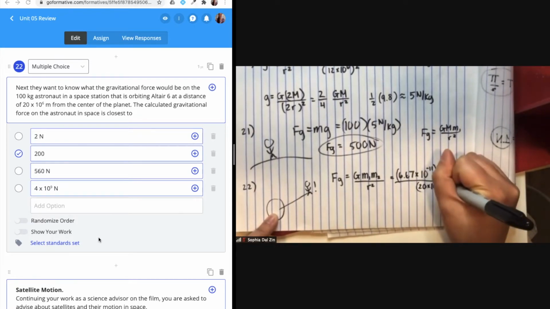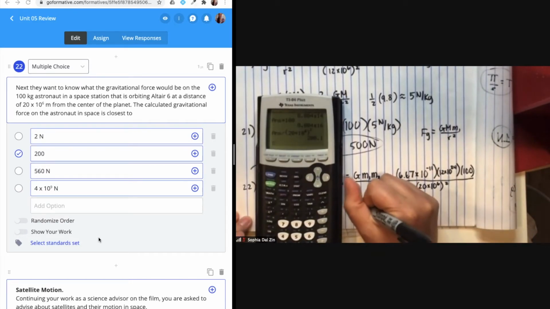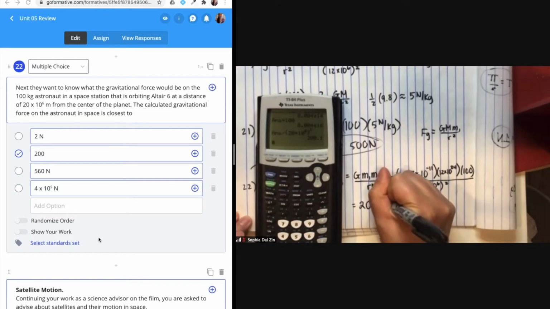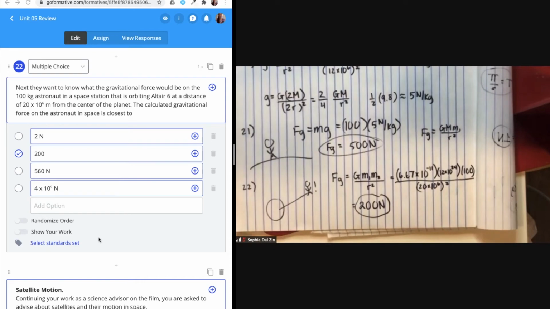And that whole quantity is squared in the denominator. This gets me a force of 200 newtons. And let's see if this makes sense. On the surface of the planet, they weighed 500 newtons. When they're far from the center of the planet, they weigh less. That makes sense to me.